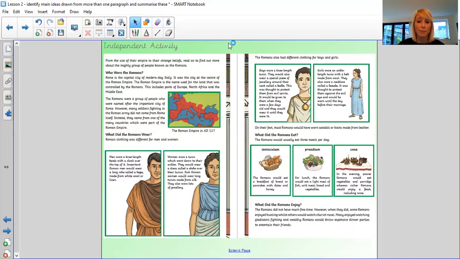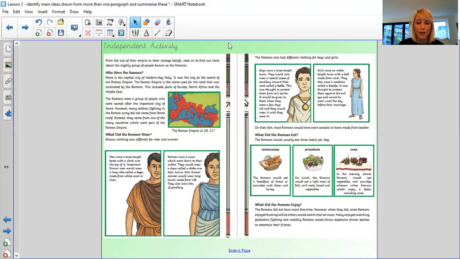Roman clothing was different for men and women. Men wore a knee-length tunic with a cloak over the top of it. Important Roman men would wear a long robe called a toga made from white wool or linen. Women wore a tunic which went down to their ankles. They would wear a dress called a stola over their tunics.